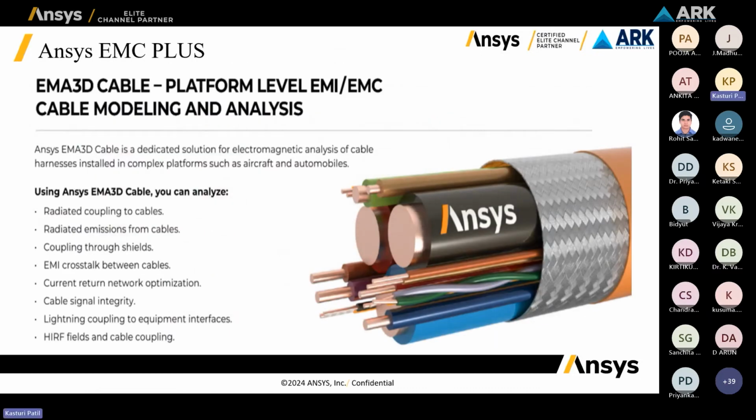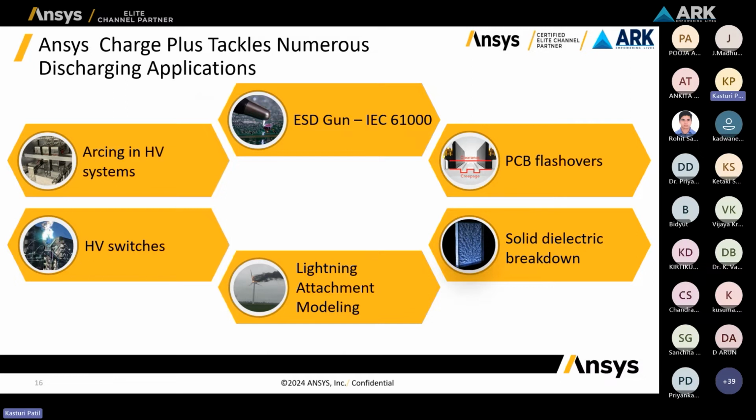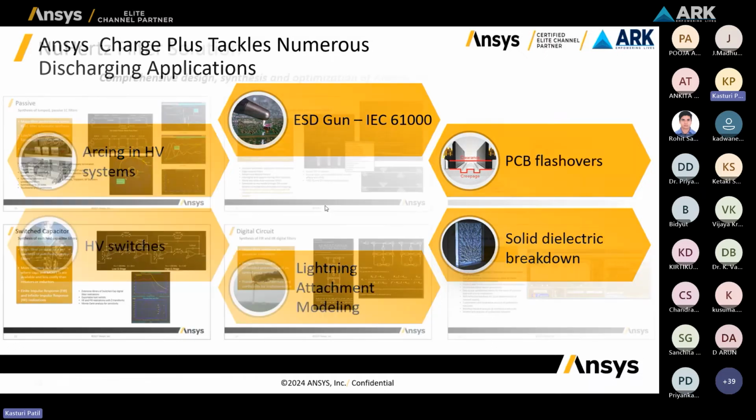Next one is EMC Plus. You can see here a bunch of cables together. In this kind of scenario, there is a high chance EMI, EMC losses and issues will happen, so that we can rectify using Ansys EMC Plus. These are a few examples for Ansys Charge Plus: arcing in HV systems, HV switches, lightning attachment modeling, solid dielectric breakdown, PCB flashover, and ESD gun. So these are a few examples we can see for Ansys Charge.